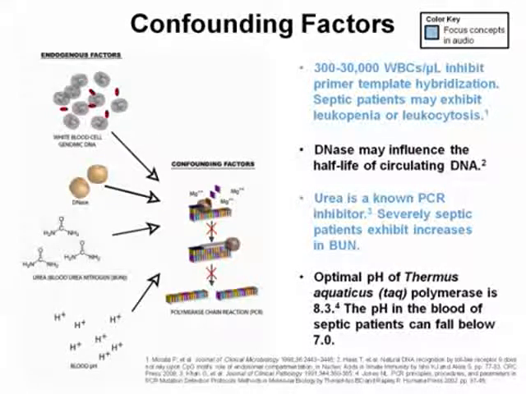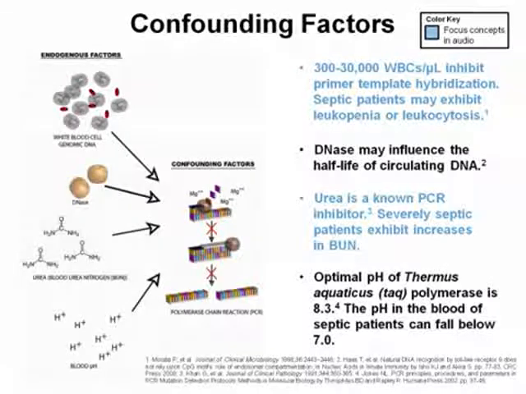Blood urea nitrogen, or BUN, is also a known inhibitor of PCR. Severely septic patients or patients experiencing septic shock experience organ dysfunction, for example, kidney failure. Patients with acute renal failure will present with an elevated BUN, which may inhibit pathogen detection.